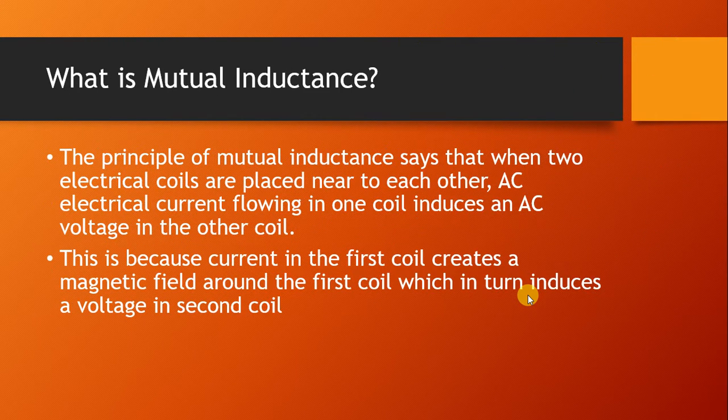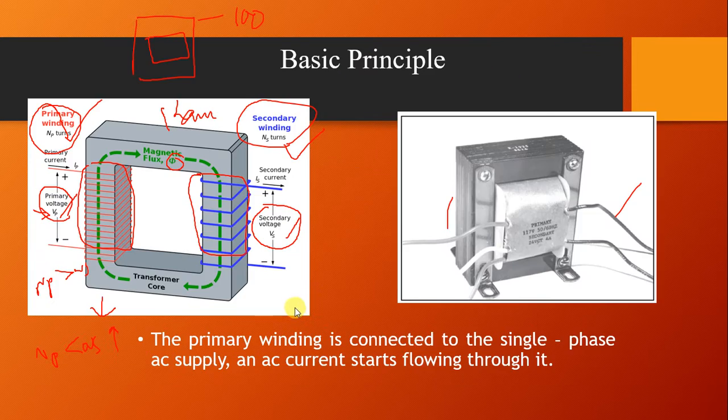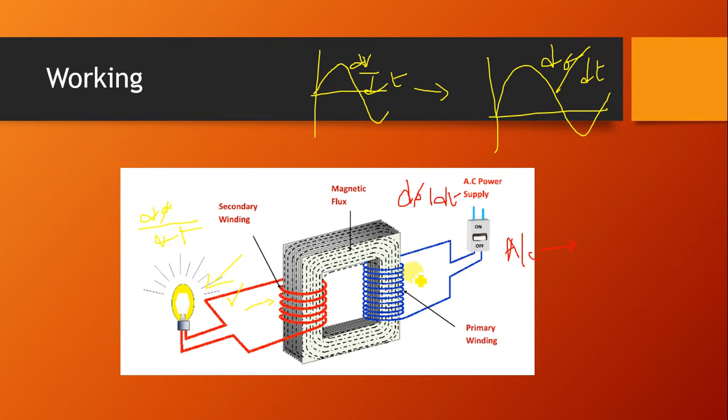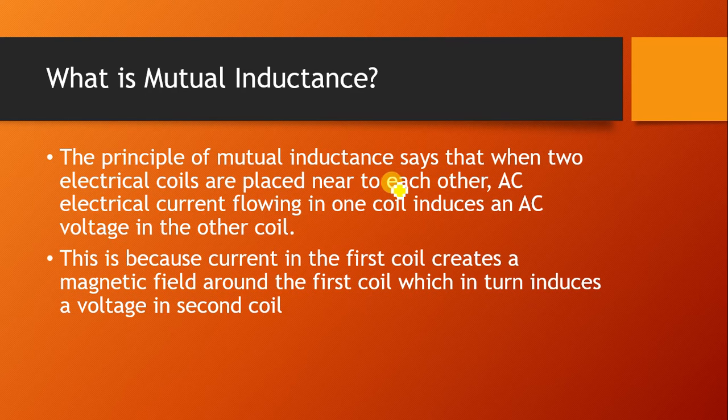What is this mutual inductance? The principle of mutual inductance says that when two electrical coils are placed near to each other, you can just have a look, these two electrical coils are kept very near to each other. The magnetic conducting medium is a soft iron core. Whenever one coil has an electrical current flowing, it induces an AC voltage into the other coil.